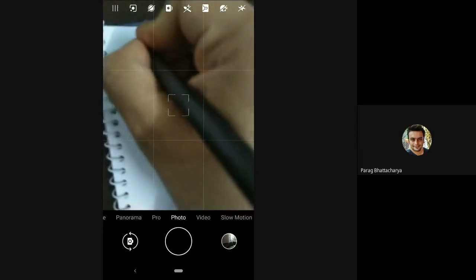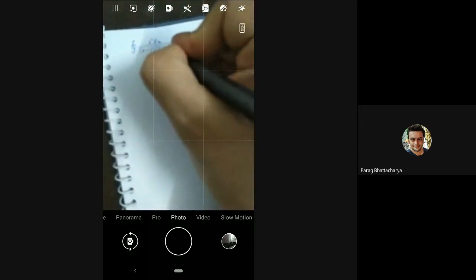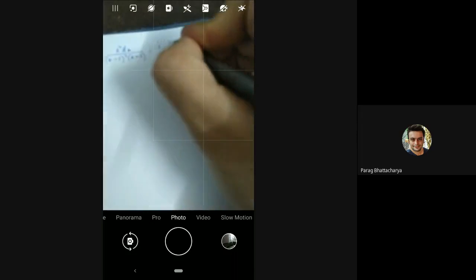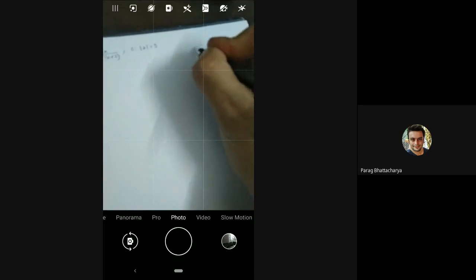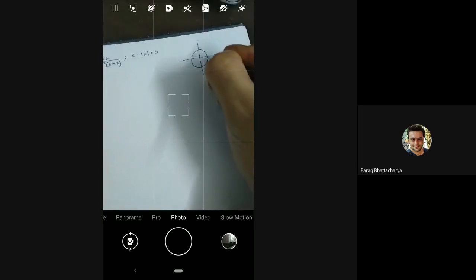Okay, so here we have the integral that we are considering. This is z squared dz divided by (z minus 1) whole squared times (z plus 2). Over here C is the contour such that modulus z is equal to 3. So we are considering a circle of radius 3 centered at the origin. The center is 0 and the radius is 3.